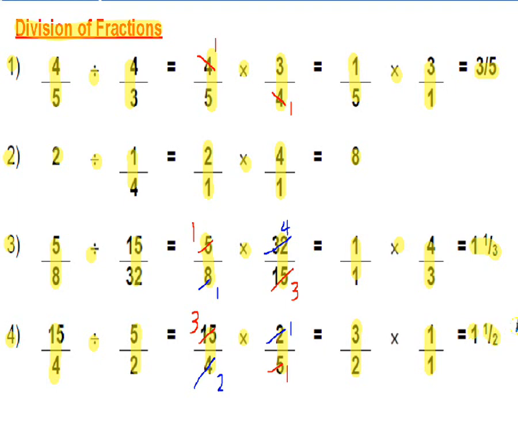Again, I must emphasize you can only cancel top and bottom when you are multiplying fractions. You cannot cancel top and bottom when you're dividing the fractions. Be aware of that.